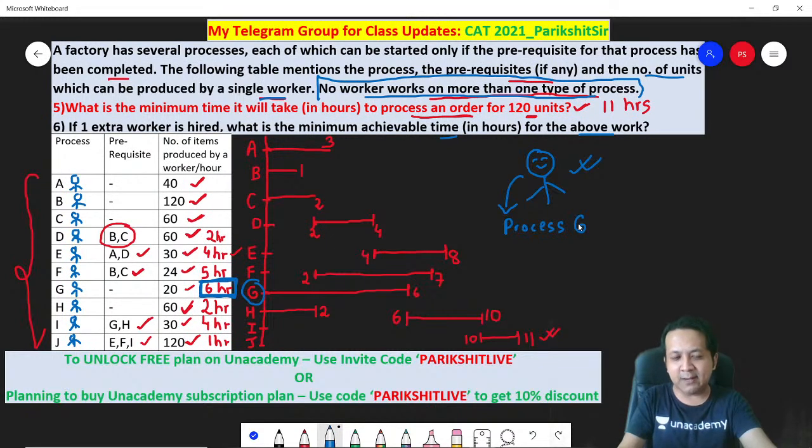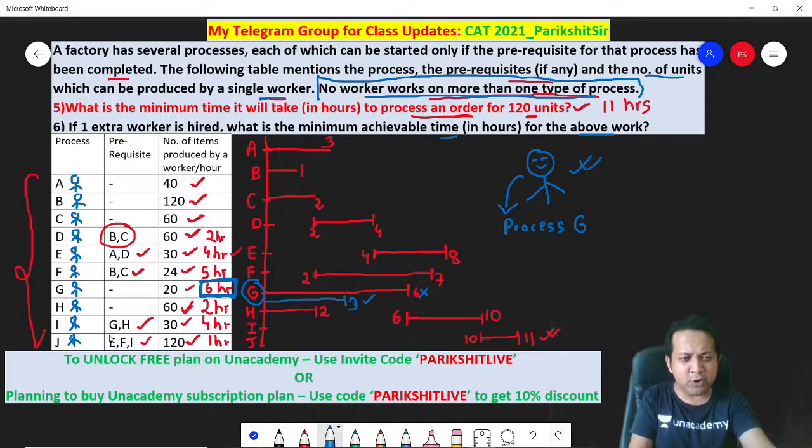Now if you allocate him to G, what will happen? Instead of 6 hours, because one person worked, now there will be 2 people working, so it will take only half the time. How many hours? 3 hours. It will not take 6 hours any longer. It will take only 3 hours now. Right? Now let's see what happens to the other answers.